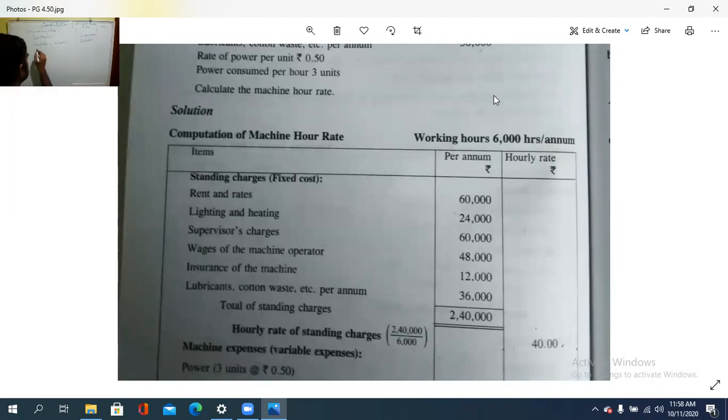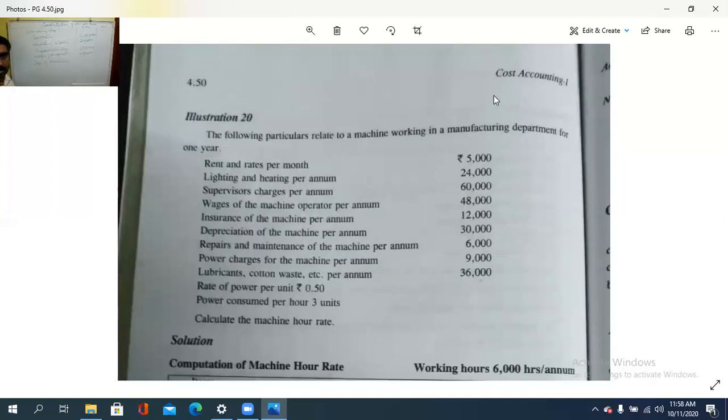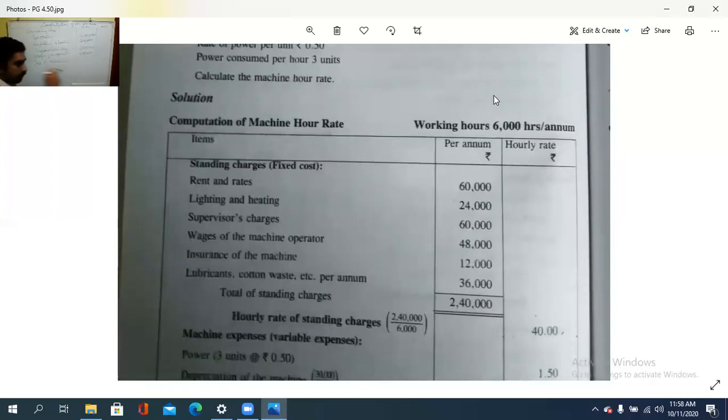Then supervisors charges, 60,000, that is per annum it is given. Then wages of the machine operator, that is also per annum. How much is it? 48,000. Then insurance of the machine, that is also I think per annum. Insurance of the machine, 12,000, that is also per annum. Then lubricants, cotton waste, etc. per annum, that is 36,000.